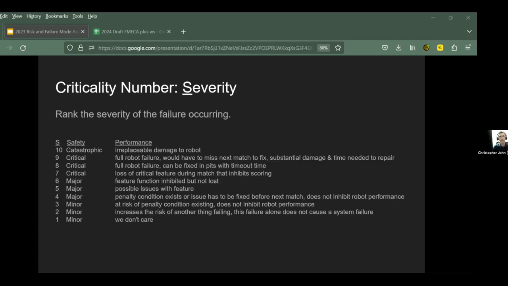When determining the severity of the failure, the team came up with these performance criteria. Now, notice that there's both performance and safety. The safety criteria are straight based off of industry. For instance, a critical safety failure, a 7, 8, or a 9, would result in a minor injury to a person. But we can see the performance goes from irreplaceable damage to the robot, to a feature function is inhibited but not lost, to at risk of penalty condition existing, all the way down to we don't care.